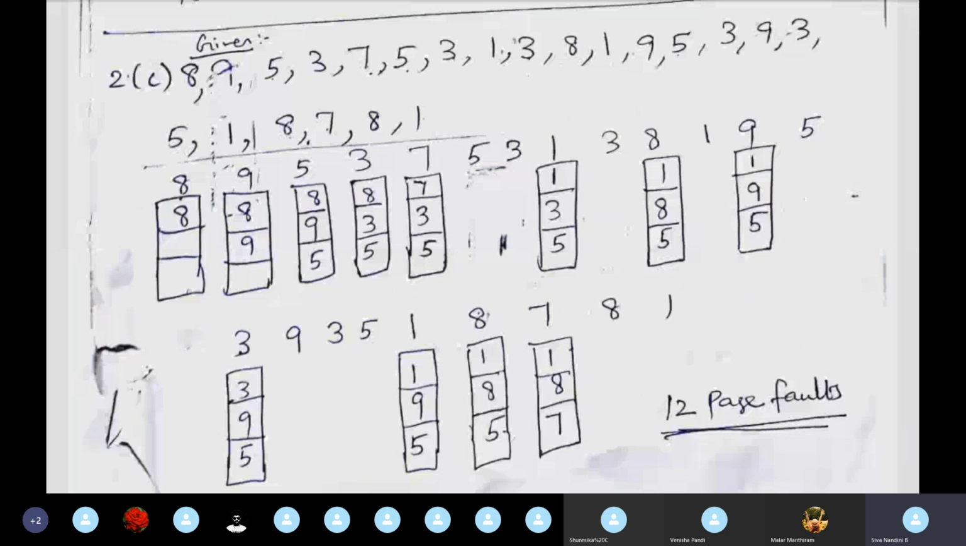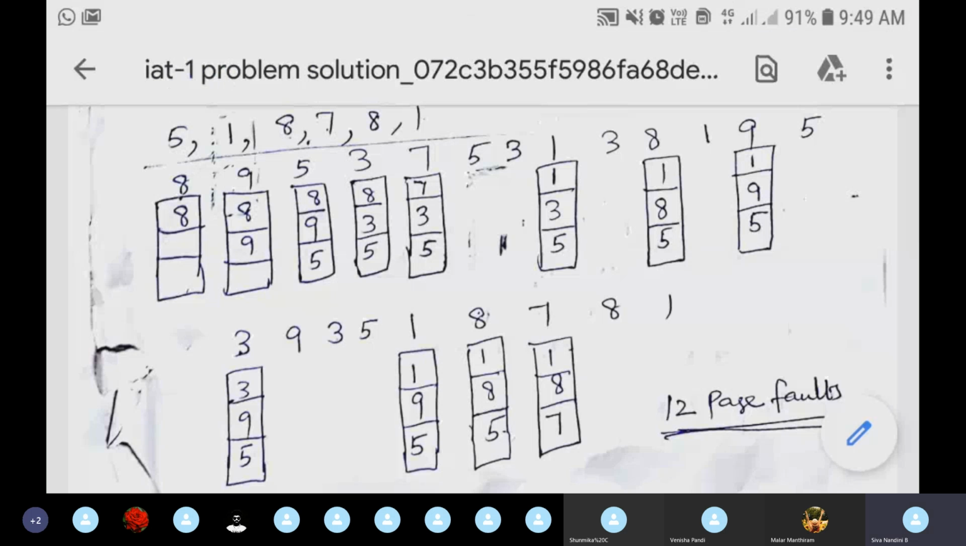If you have any doubt in this optimal page replacement algorithm, you can ask me, because many have made mistakes in this particular problem. So anyone who has a doubt can ask me. You can unmute your volume and ask me. No response till now. Then I hope everyone is clear with this explanation.